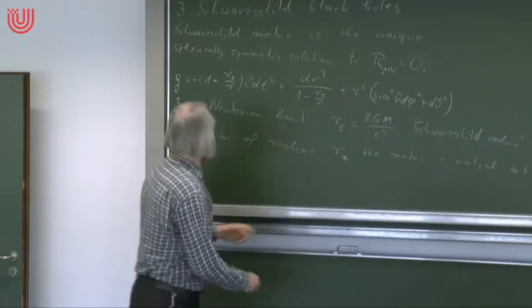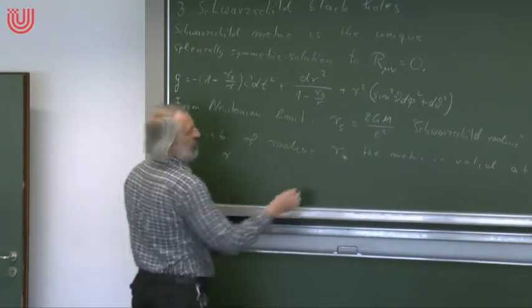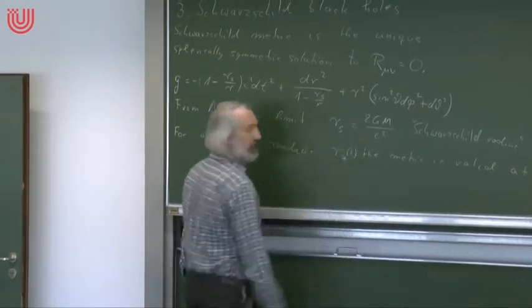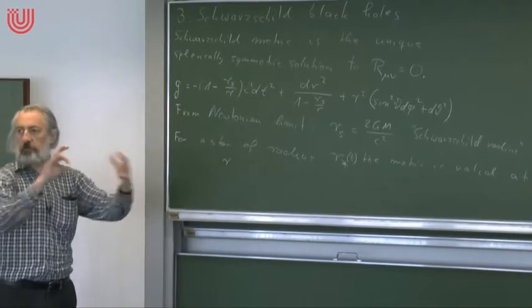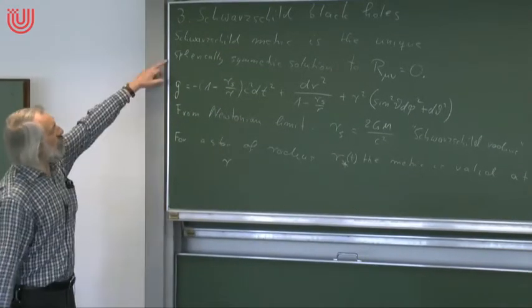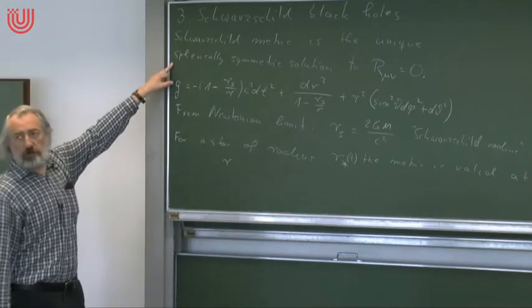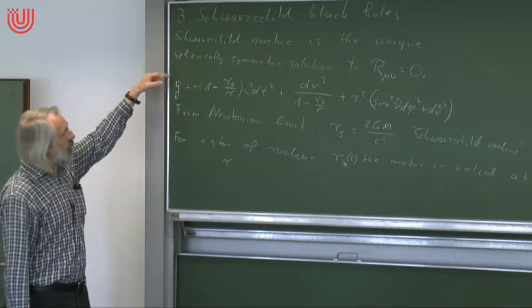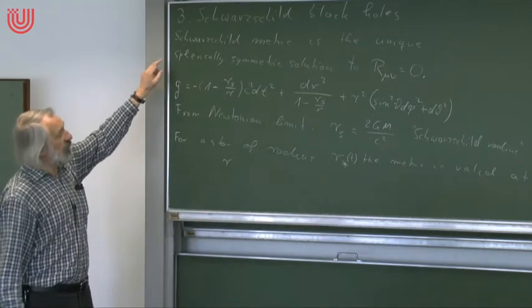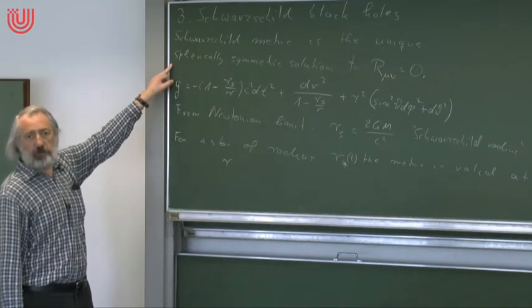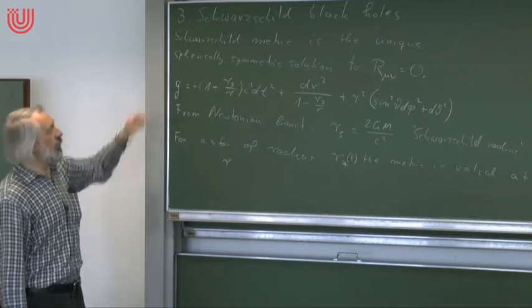So for a star, the metric is valid at R. Well, actually, the radius may depend on time. You may consider a pulsating star. That's okay. You just assume spherical symmetry. If you look at the derivation of the metric, you don't need more than spherical symmetry. Actually, Schwarzschild, when he did it in 1916, assumed that the metric is time independent, but that's not necessary. It comes out this way.